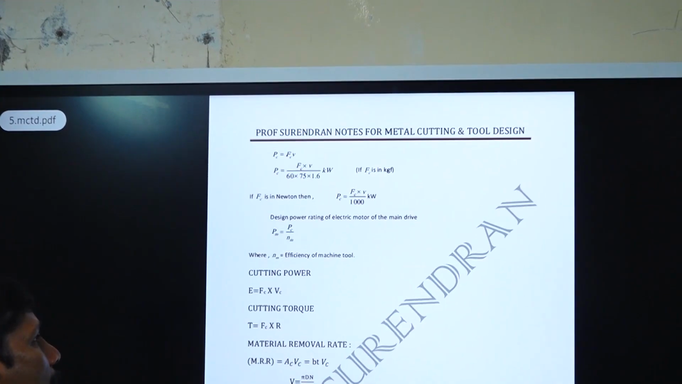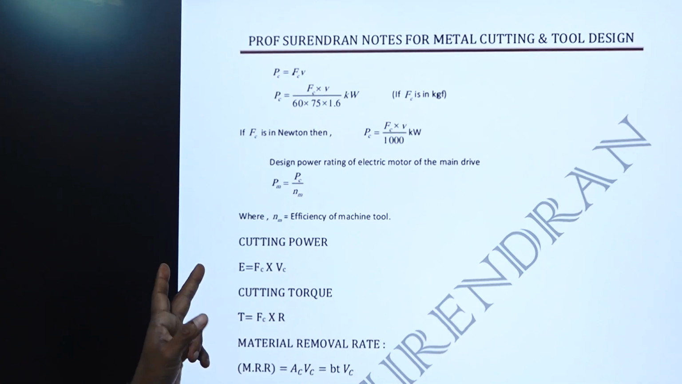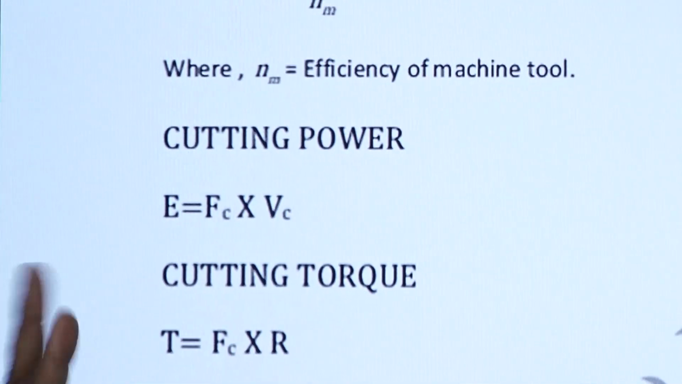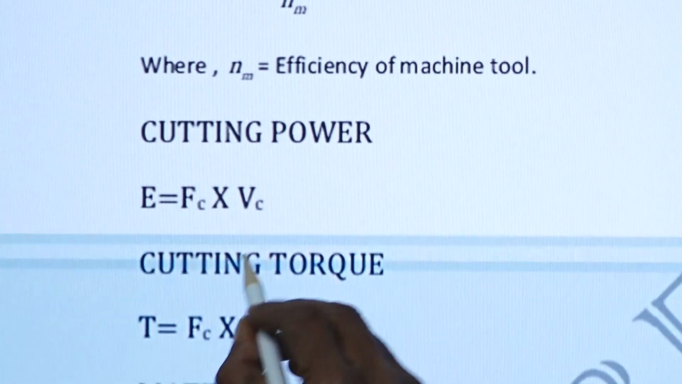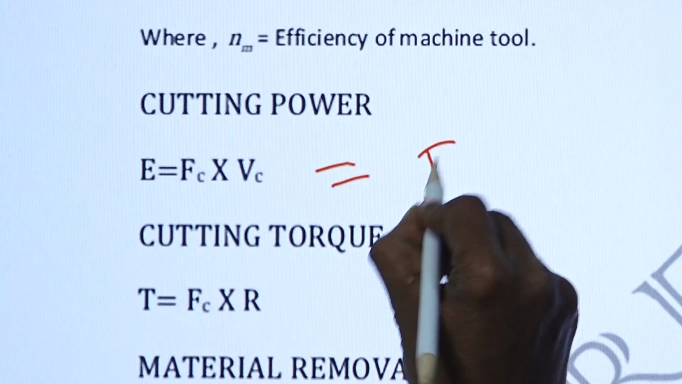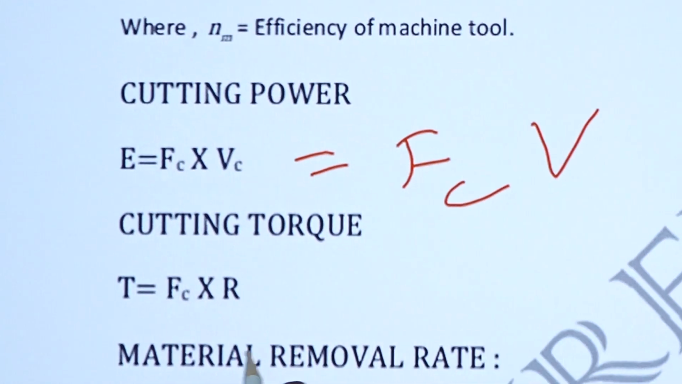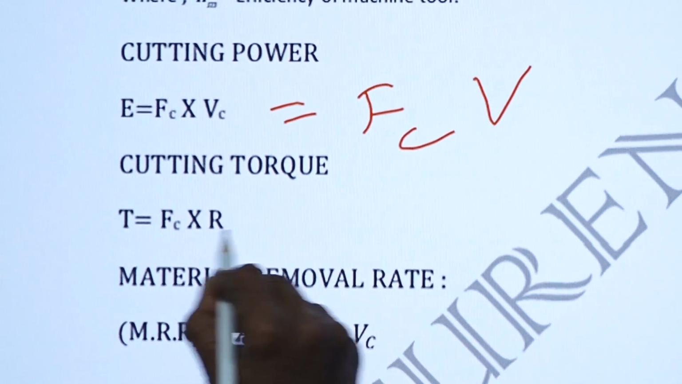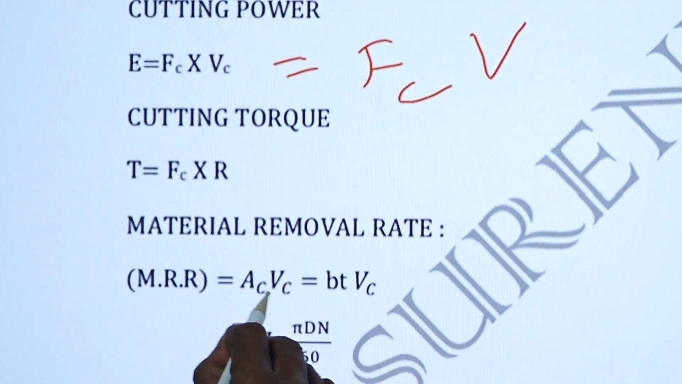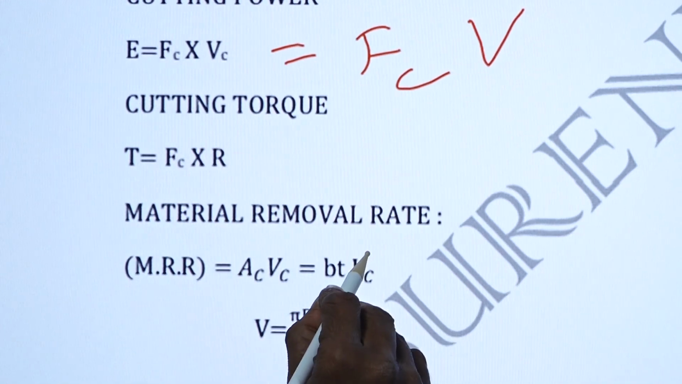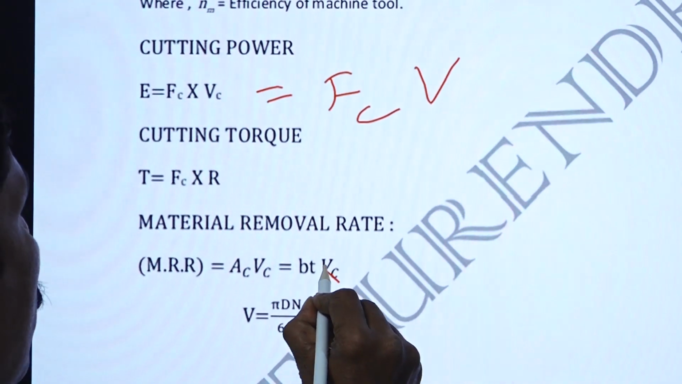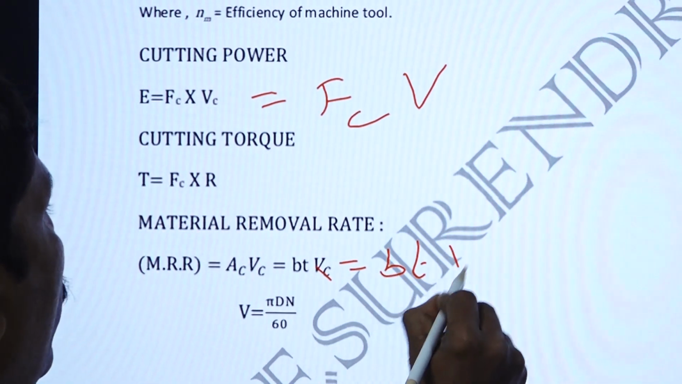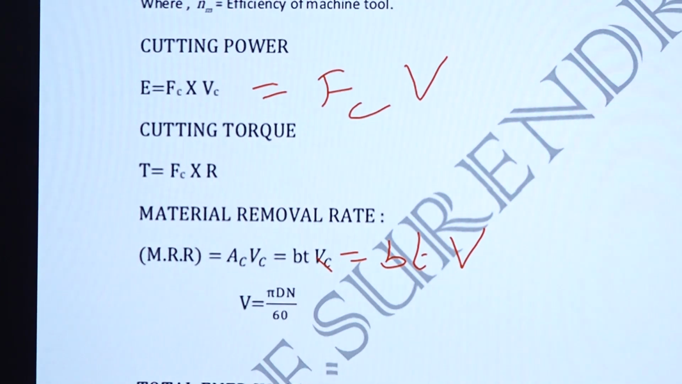So next, we already discussed the cutting power. Cutting power equals cutting force into cutting velocity. Here they are using Vc, but that is not Vc, so we can say our notation is Fc into cutting velocity. Cutting torque is simply Fc times the radius. And material removal rate we can calculate as V into T into Vc, where V is the cutting velocity.